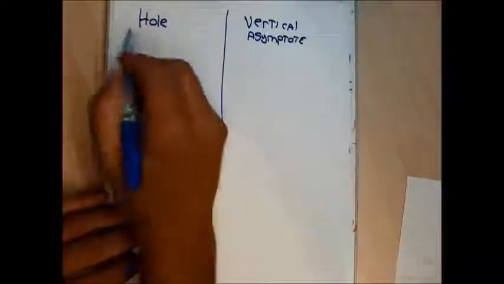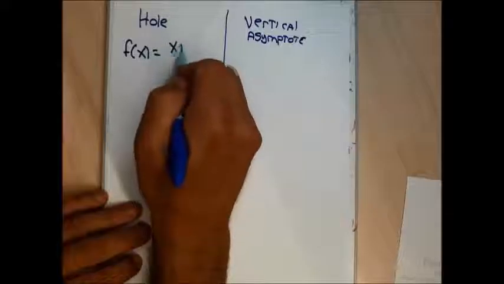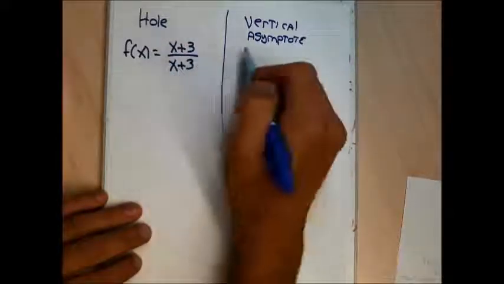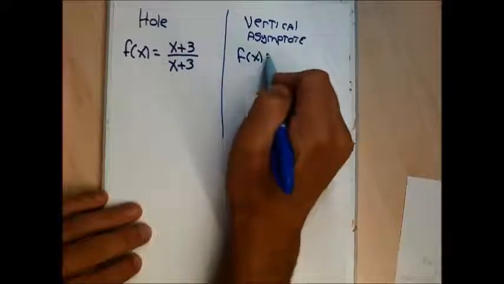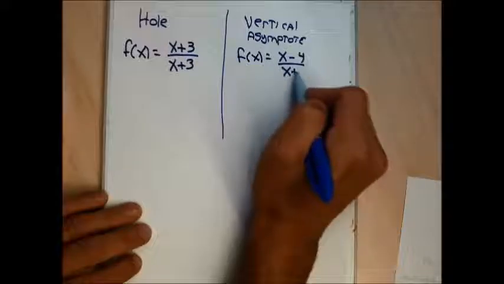So I'm going to make up two fractions. Here's the fraction f of x equals x plus 3 over x plus 3. And how about the fraction x minus 4 over x plus 3?